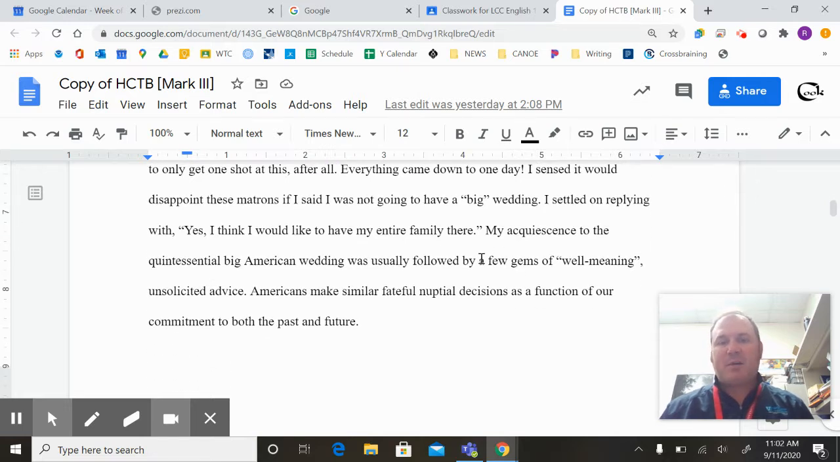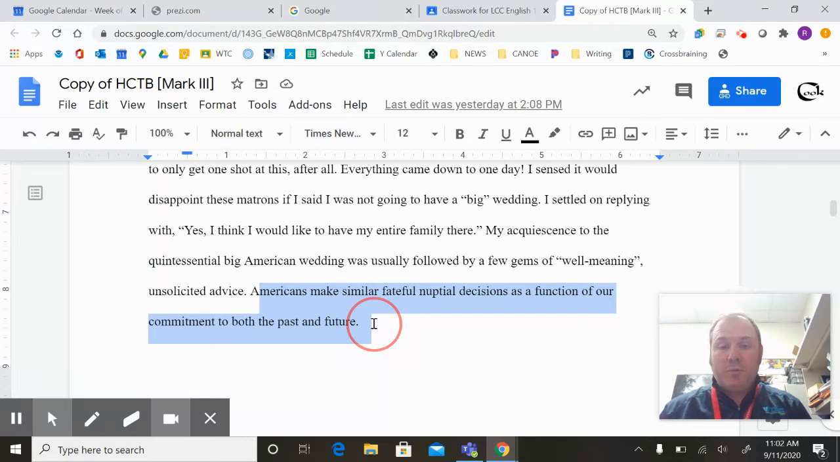And she ends her second paragraph with her thesis, which is: "My acquiescence to the quintessential big American wedding was usually followed by a few gems of well meaning, unsolicited advice. Americans make similar fateful nuptial decisions as a function of our commitment to both the past and the future." So she's going to explain why Americans make decisions about their nuptials in similar ways that she did.